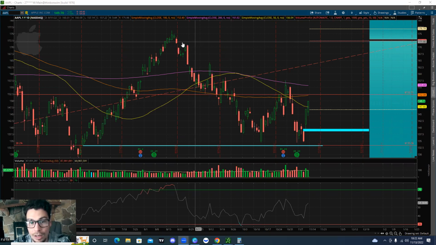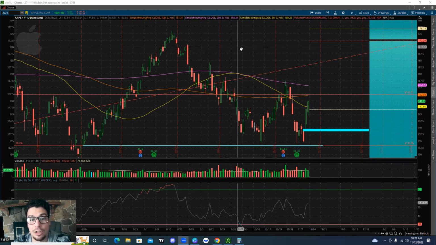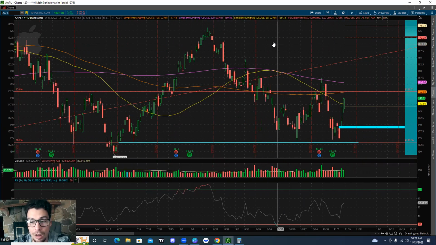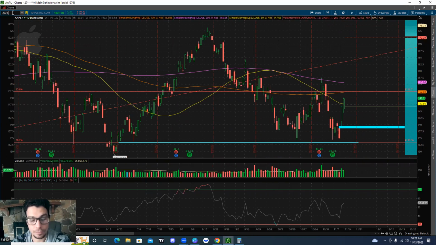So Apple, not really any daily gaps up to fill. But we have two small daily gaps to the downside to fill, right? We've got one here at 138.50, and then we got one right here at 133. So need to be cautious of those, but try to ride the bullish momentum while you can, if you can.